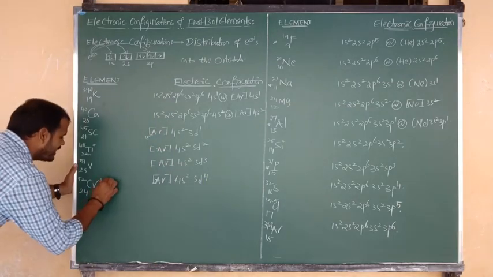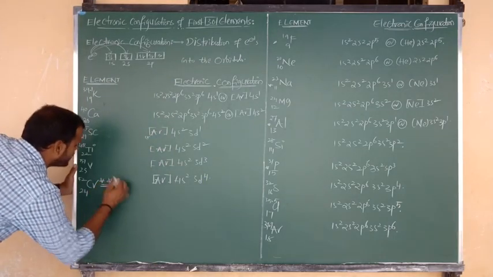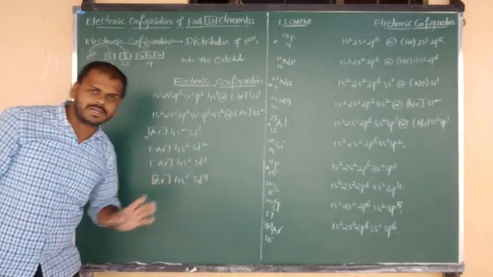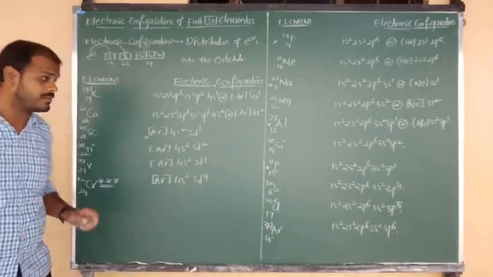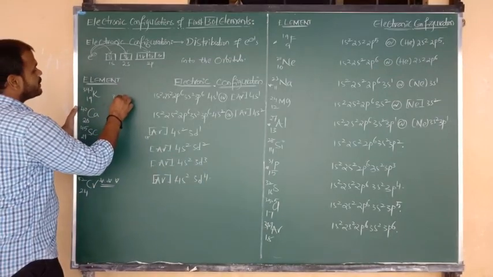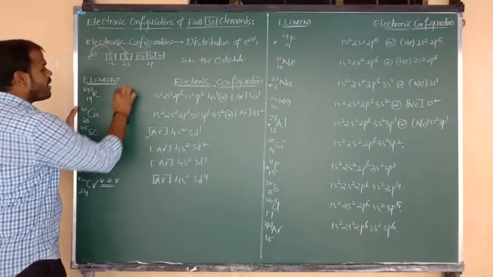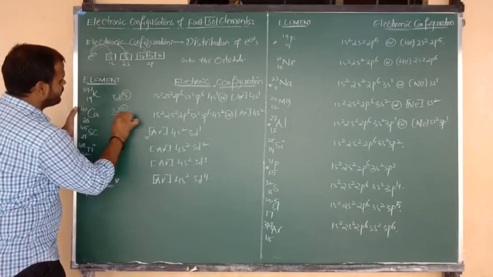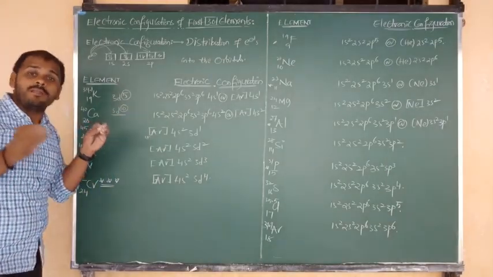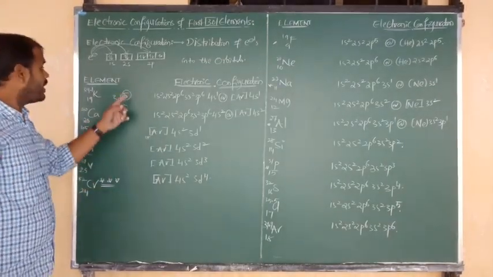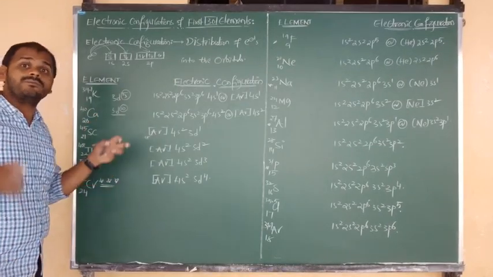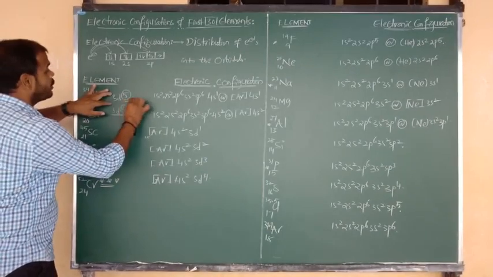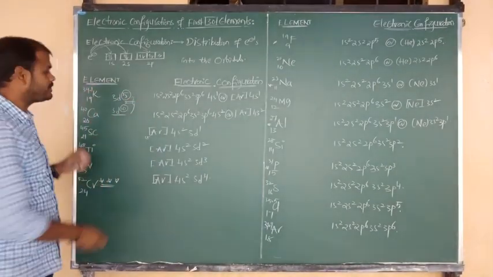So chromium contains a very special electronic configuration. Sir, why? Because this is the expected electronic configuration, but 3d5 is a half-filled configuration, and 3d10 is a fully filled configuration. So the d-block elements which are in half-filled d5 form and which are having fully filled d10 form, these two forms are more stable.